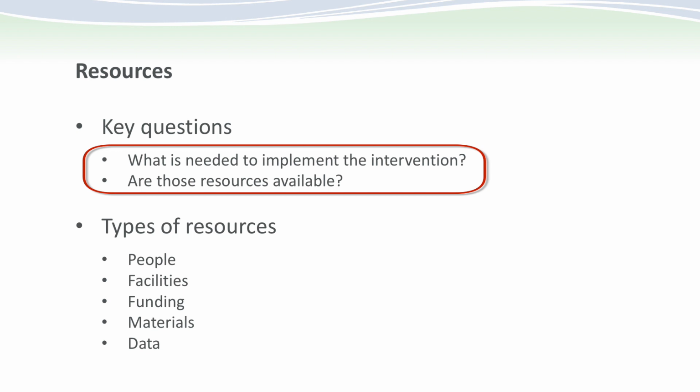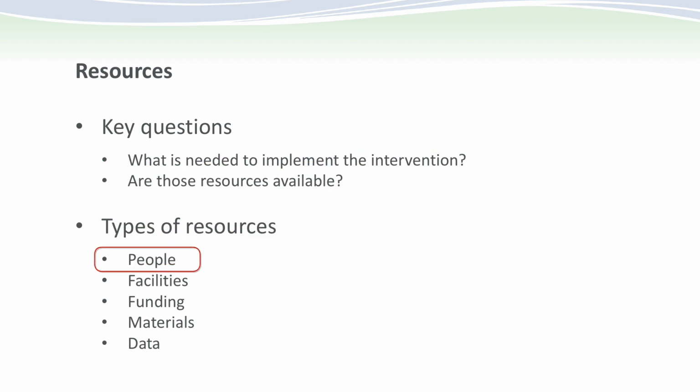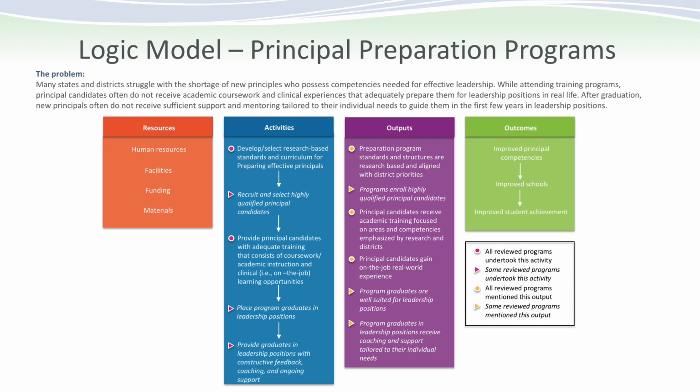Money's important, but it's definitely not the only thing. In fact, people far and above seems to matter quite a bit. Facilities, funding, materials, and data. Those are all types of resources. But I wanted to now walk through one example of principal preparation programs. I selected that because my head is very much in principal preparation programs right at the moment, and it is a very good example, I think. So you'll see we've already talked about the outcomes, the green box at the end. We've already talked about resources, the orange box at the beginning.